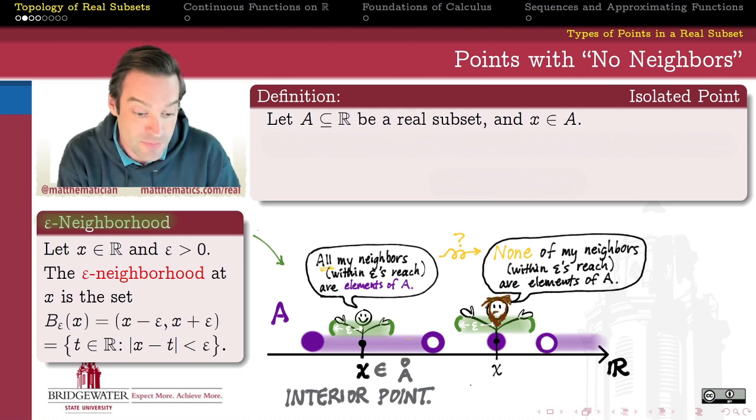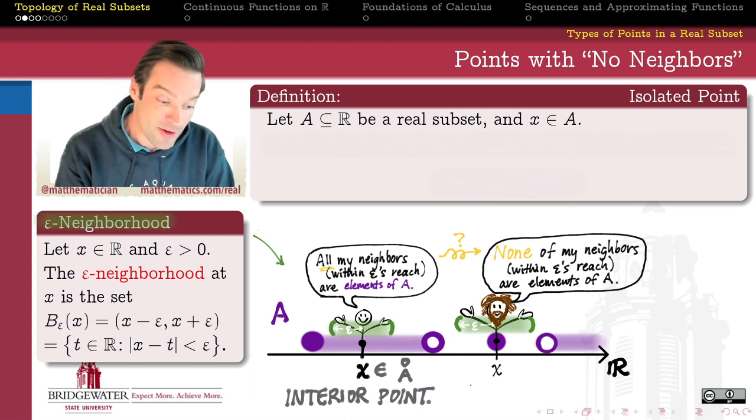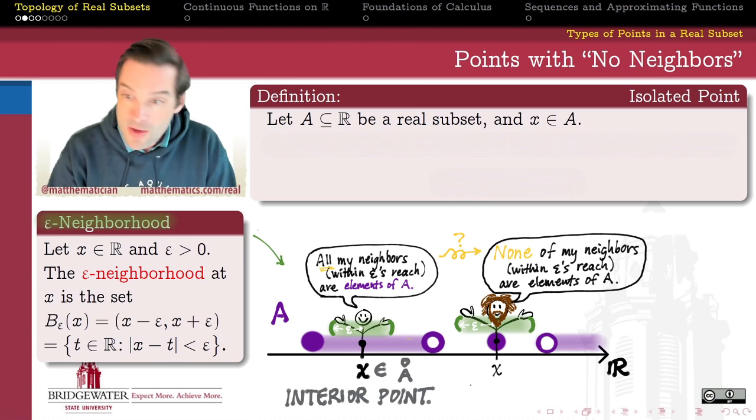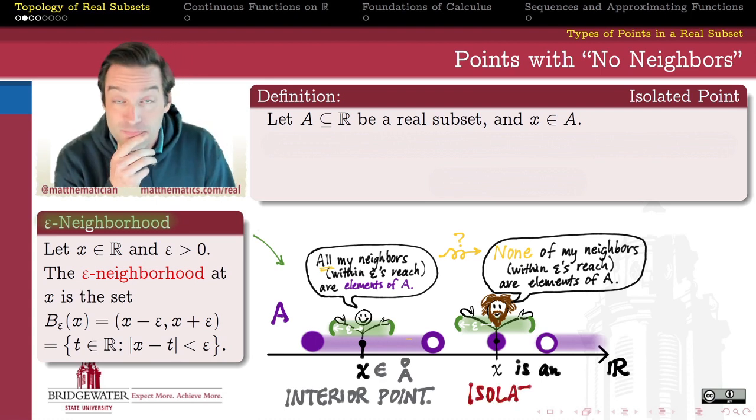It's sort of like, where interior points are the ones with tons of friends from their set surrounding them all the time, the isolated points are like the hermits up on the top of the mountain, right? They belong to their own epsilon neighborhood, and they're the only person in that epsilon neighborhood, right? So those are the isolated points.